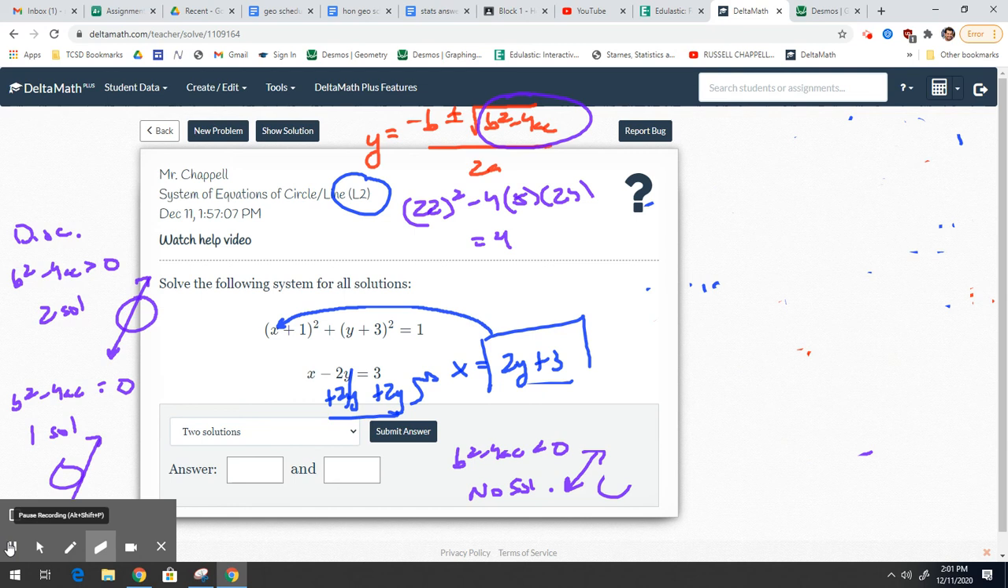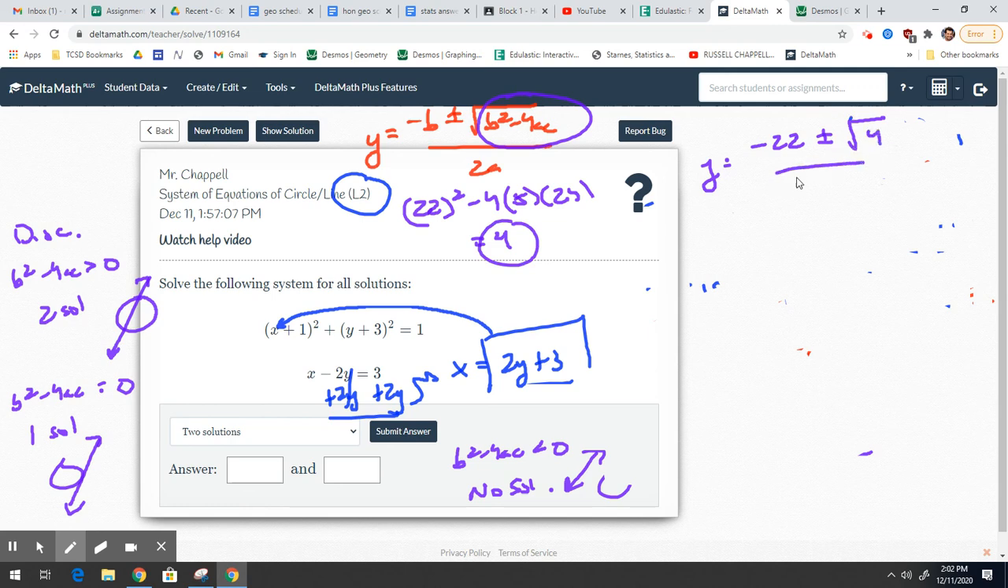So let's plug in our quadratic formula. So y equals the opposite of b. I erased our equation. Our b was 22. The opposite of 22 is negative 22, plus or minus the square root of our discriminant. We found that our discriminant is 4, all over 2a. Your a value is 5. 2 times 5 is 10. And now the square root of 4 is 2.